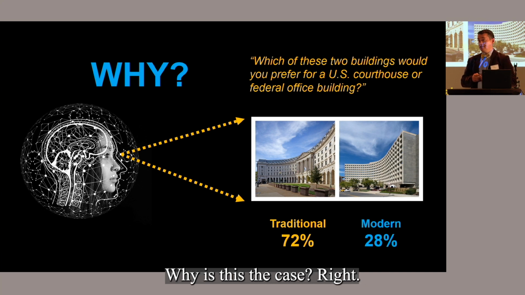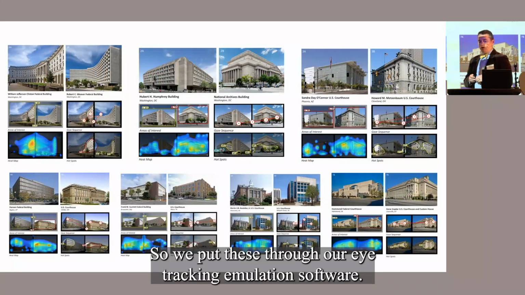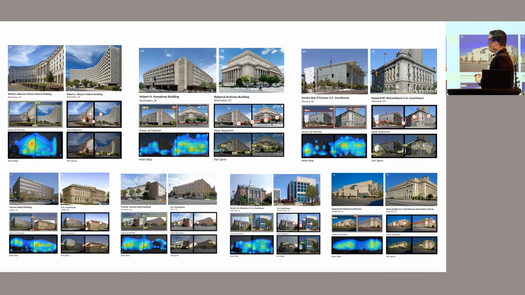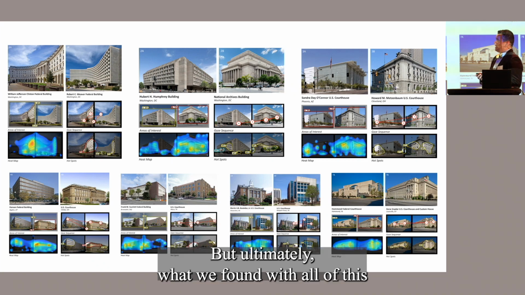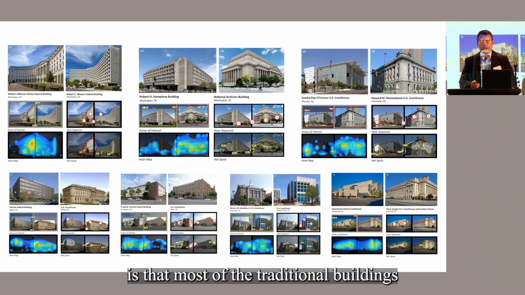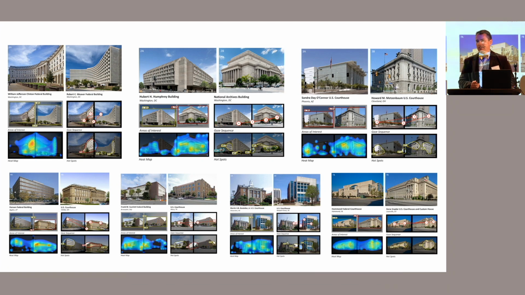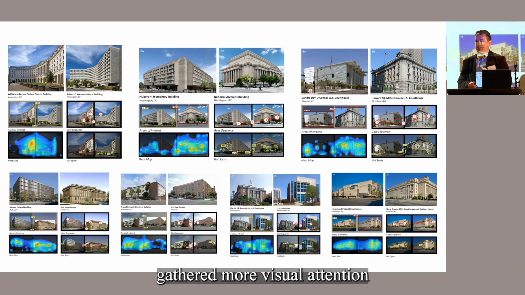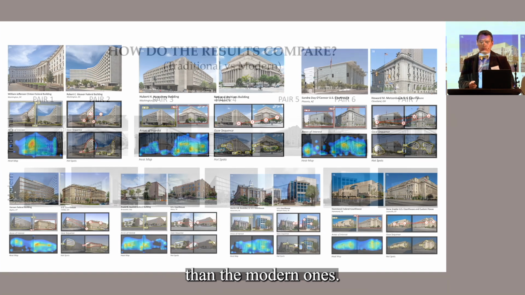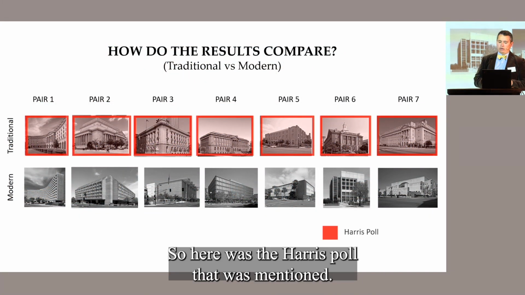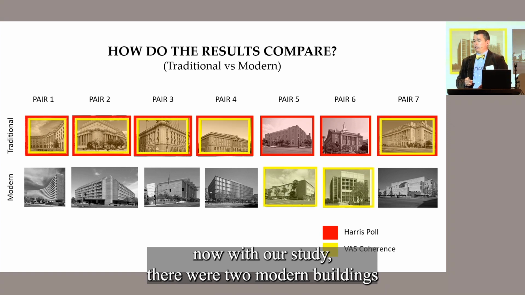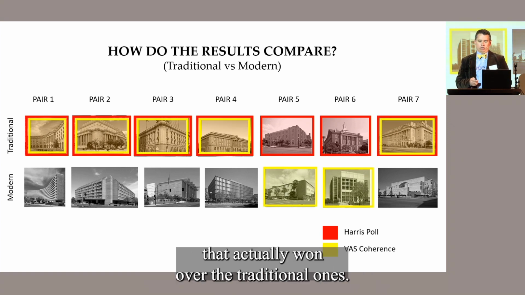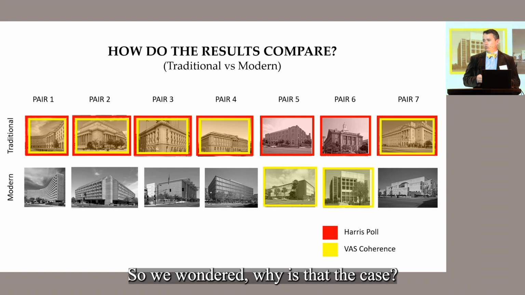And so our question then was why? Why is this the case, right? So we put these through our eye tracking emulation software, and there's a number of reports that popped out. But ultimately, what we found with all of this is that most of the traditional buildings gathered more visual attention than the modern ones. Now, it wasn't completely the case. So here was the Harris poll that was mentioned. All of the traditional buildings won. Now, with our study, there were two modern buildings that actually won over the traditional ones. So we wondered, why is that the case?